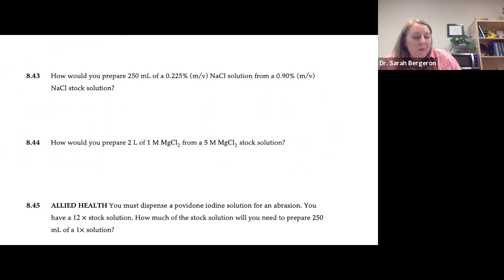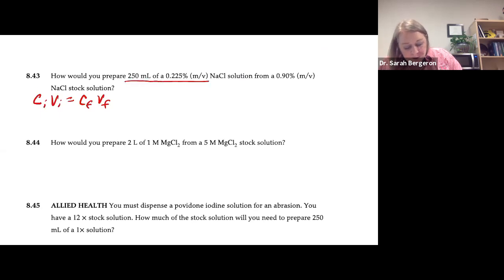All right, 8.43. How would you prepare 250 milliliters of 0.225% mass by volume sodium chloride solution from a 0.9% mass by volume sodium chloride stock solution? This is a dilution. It's another dilution. So use your formula, right? And let's plug in. How would we prepare it?